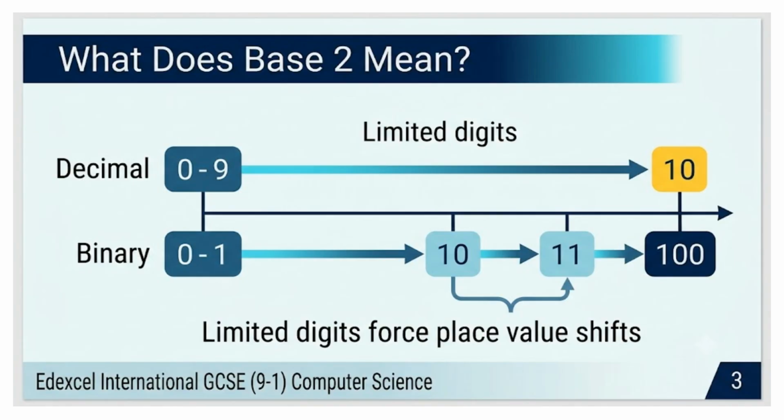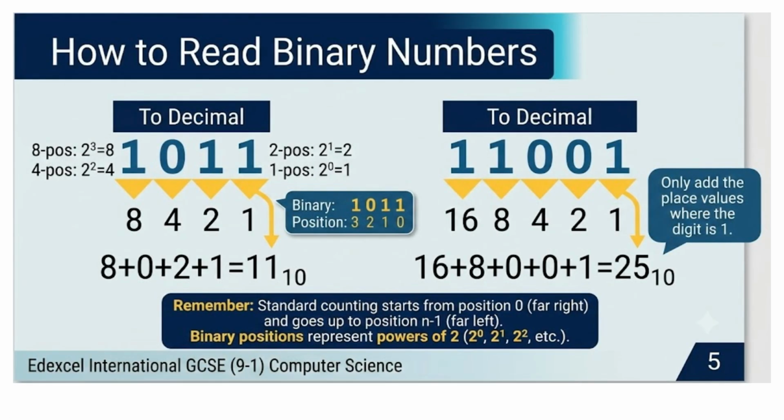The important thing to remember is that binary is not difficult. It follows the same place value concept as decimal. The only difference is that decimal uses base 10, while binary uses base 2. Now let's learn how to read a binary number and convert it into decimal.